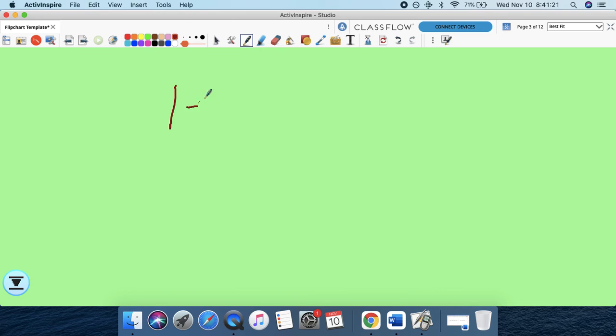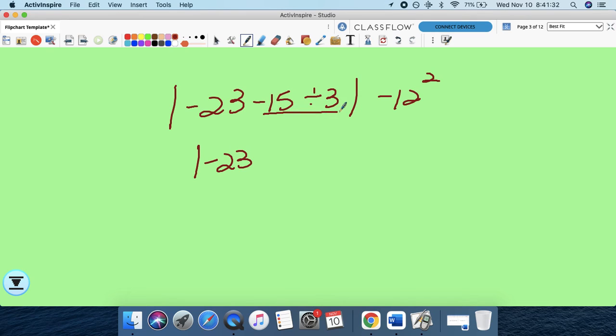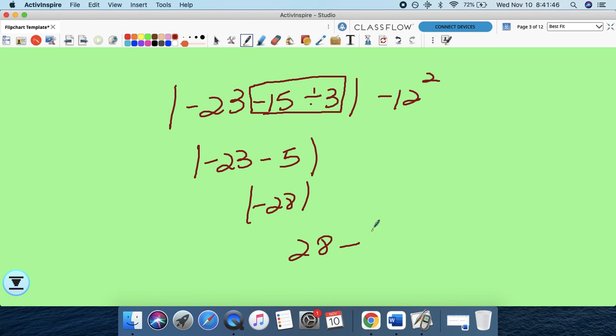Absolute value. And then, so this is just order of operations, right? So here, let's do this. And this is negative 15. So that's what I'm going to get, right? Negative 5. And then this is just negative 28. Absolute value of that is just 28. I'm going to subtract 144, right, because that's what 12 squared is. So 144 minus 28 is going to give us simply negative 116.